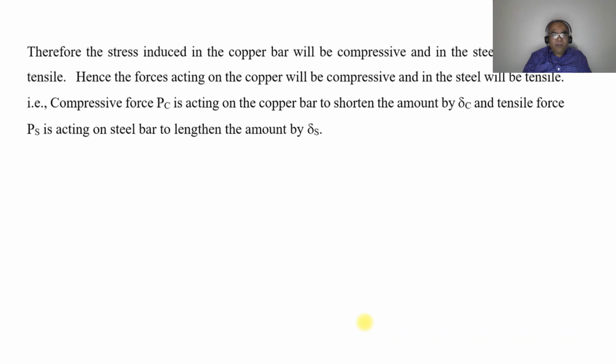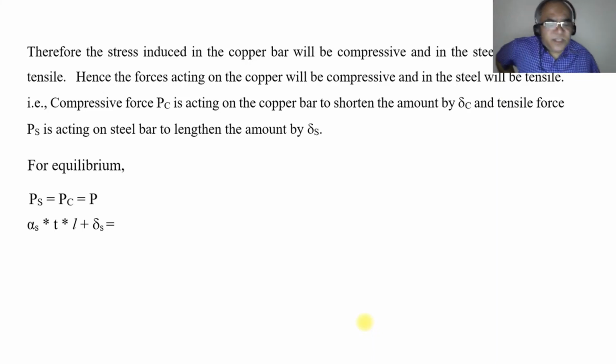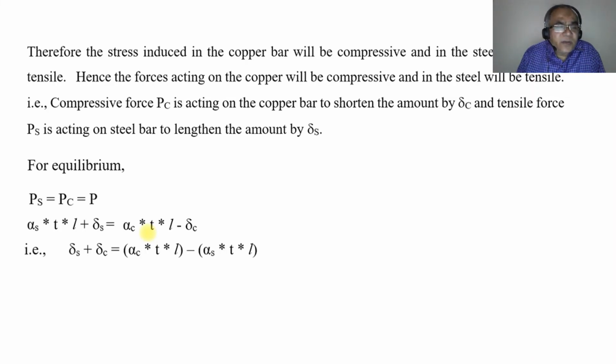Now, for equilibrium, PS is equal to PC is equal to P. So what is PS? Delta S is equal to alpha S into T into L plus delta S, that is because the steel will have a tensile force. Then PC is equal to alpha C into T into L minus delta C. So you take delta S plus delta C to one side and the remaining terms to the other side. So delta S plus delta C will be equal to alpha C into T into L minus alpha S into T into L.